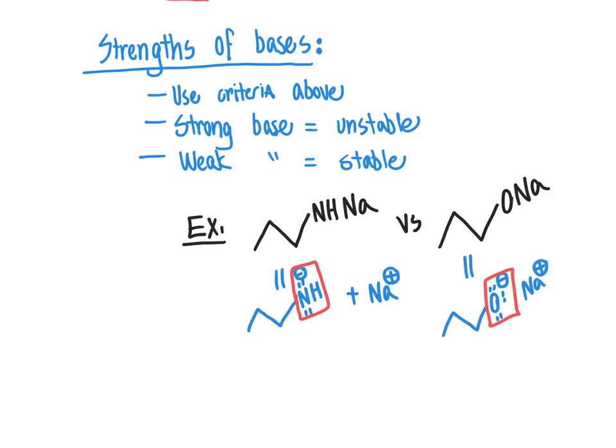So what we look at is the difference in electronegativity between the atoms. Oxygen is further to the right-hand side of the periodic table. Therefore, it is more electronegative. And because it's more electronegative, it is better able to handle that negative formal charge. And hence, this is the more stable of the two bases. And by being the more stable of the two bases, that means that it is going to be the weaker of the two bases. Weaker meaning less reactive. It's very happy as is relative to the nitrogen anion.